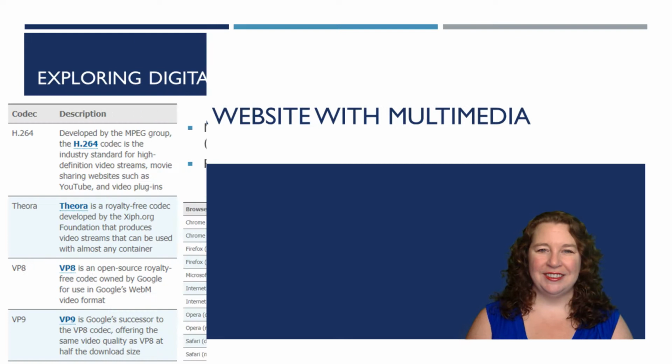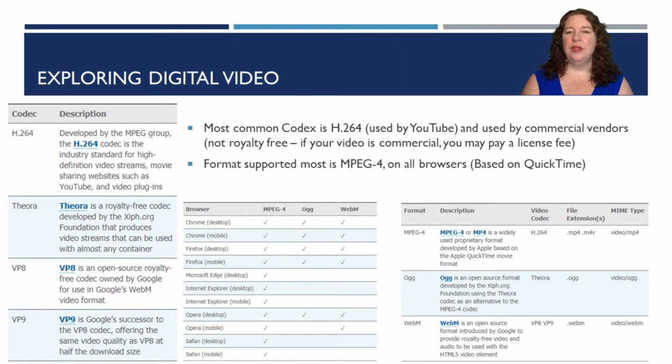Let's get started. So again, with video, we do have a codec. So remember, a compressor, decompressor. And that codec that is most common is the H.264, which is the one used by YouTube and most commercial vendors. It's not royalty free. So if your video is commercial, if you are starting to make money on it, H.264 may request a license fee from you, and it'll depend. You just want to be aware that that's a thing.